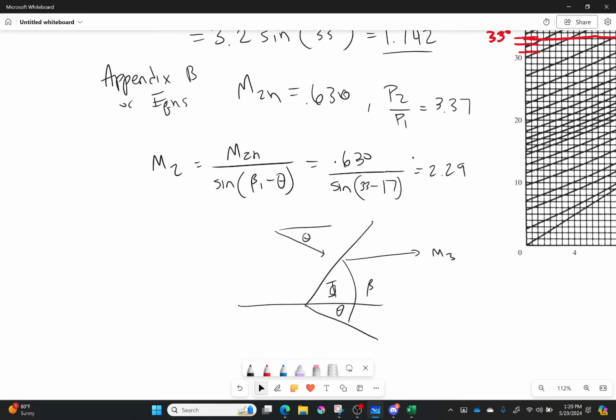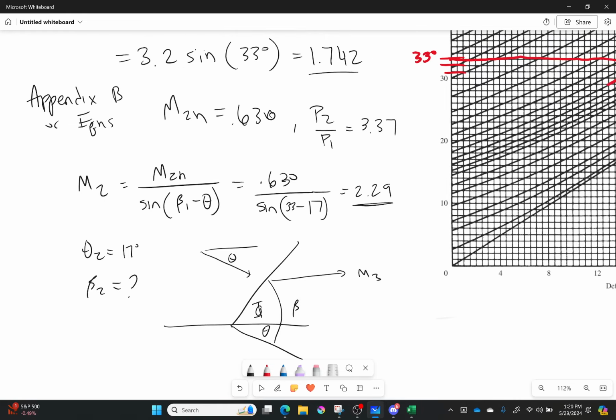So a lot of that is simple to find, but not everything is. Like, I know that theta 2 is going to be equal to 17 degrees. But what is beta 2 going to be equal to? What is that actually going to be? To figure that out, I go back to my handy-dandy theta-beta-Mach diagram. I'm going to just say 2.3 to keep myself from going absolutely bonkers. I think that's fine.